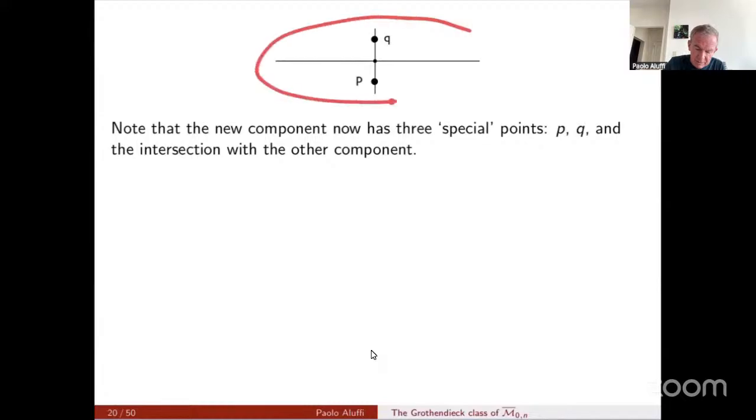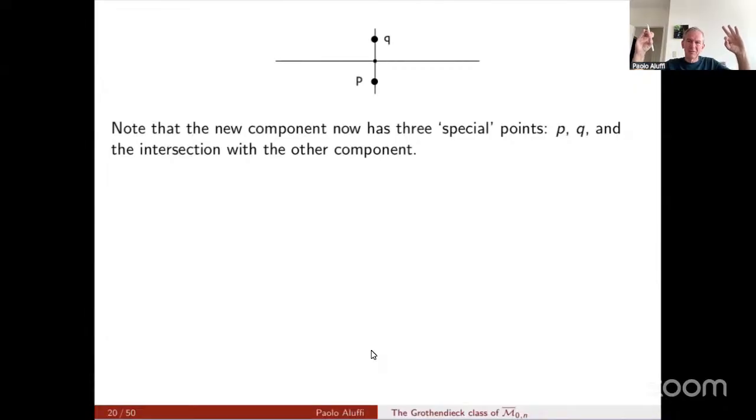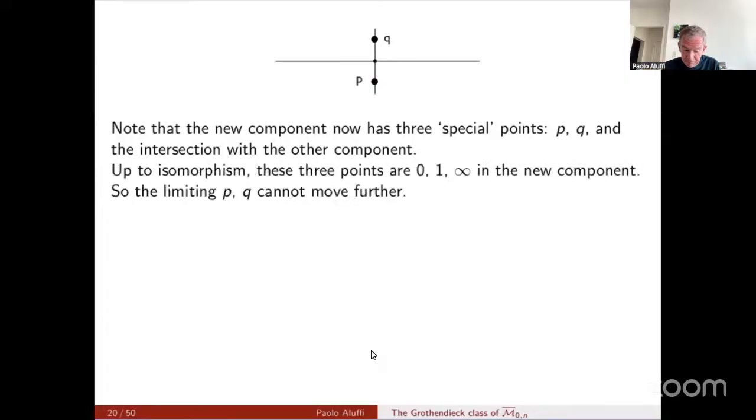Here's the picture again. This is what happens in the compactification once the points have come together. The picture I have in mind is these points come together and then bong, they jump onto the extra component. The new component has now 3 special points, P, Q, and the intersection with the rest. And in a P1, if you fix 3 points, then you fix the automorphism. So up to isomorphism, this is it. You cannot do anything with these points. These points don't move anymore. Once they land there, they have to stay there. There's no issue that we require for the compactification.